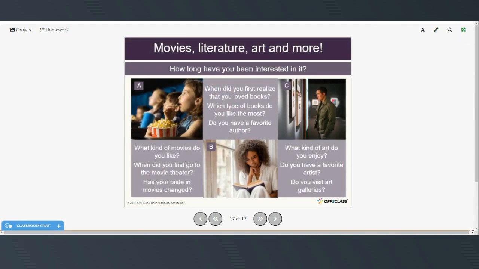All right, so here are some questions that you can answer depending on what your interests are. If you like to read, you could answer these questions. When did you first realize that you loved books? Which type of book do you like the most? And do you have a favorite author? What kinds of movies do you like? When did you first go to the movie theater? And has your taste in movies changed? And what kind of art do you enjoy? Do you have a favorite artist? And do you visit art galleries?